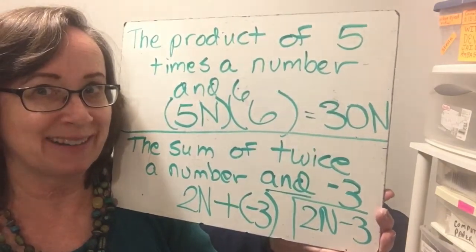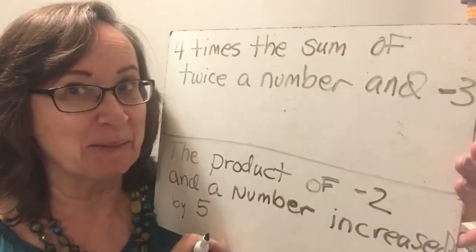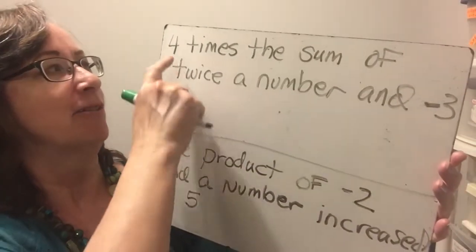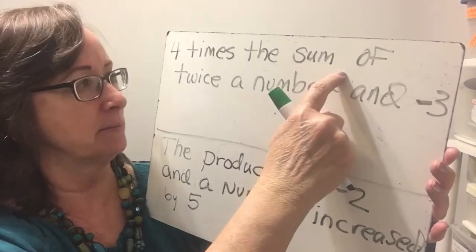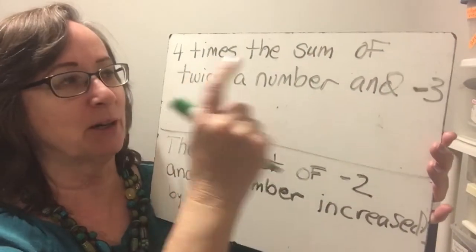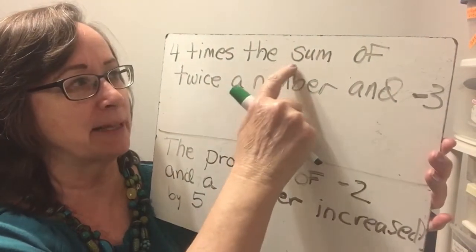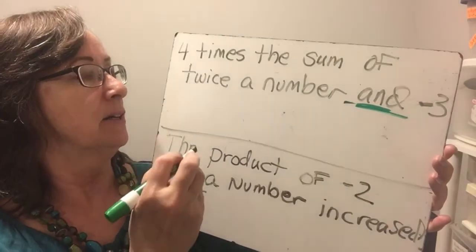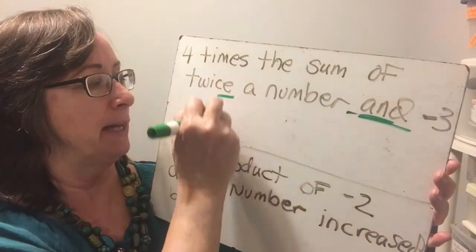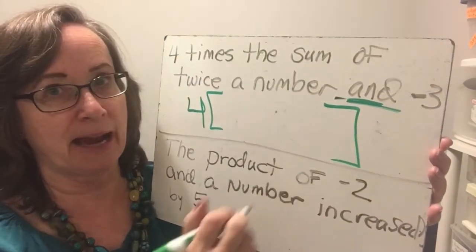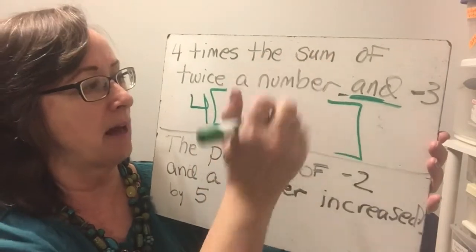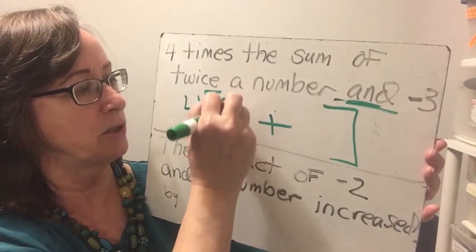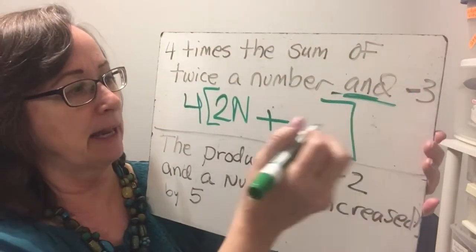So we have a few more. Okay, so now these are getting a little bit more complicated, but that means they're getting to be a little bit more fun. 4 times the sum of twice a number and negative 3. Remember, the sum is the plus, and it goes where we see the and. So 4 times means 4 times what's coming after that. The sum of twice a number, which is 2n, and a negative 3.